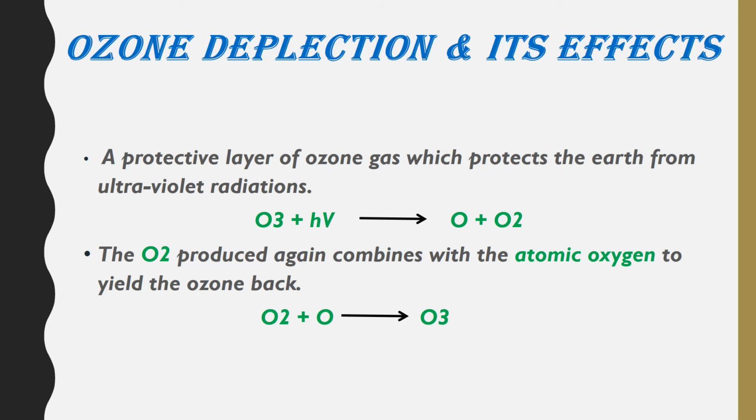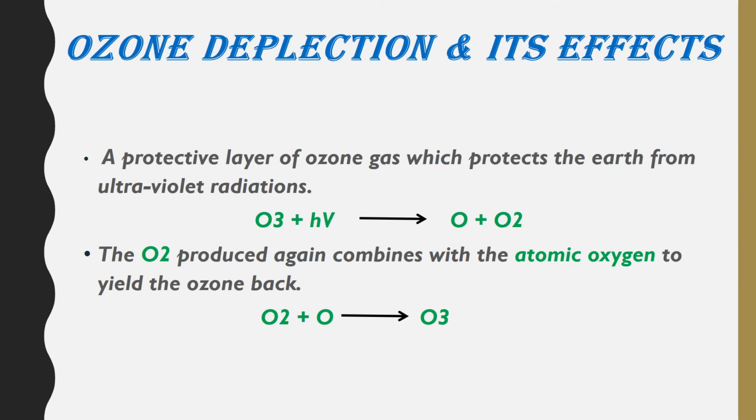You can see here O3 combines with hν and gives O plus O2. Ultraviolet radiations, high energy radiations, come from the sun, and when they combine with O3, then this O3 changes into O and O2. This is how this protects us.